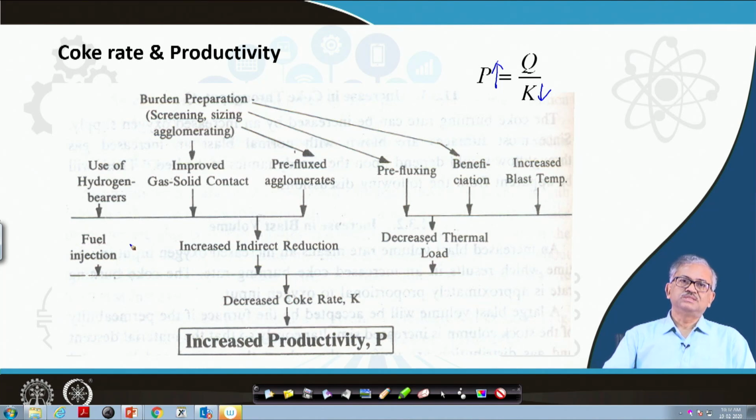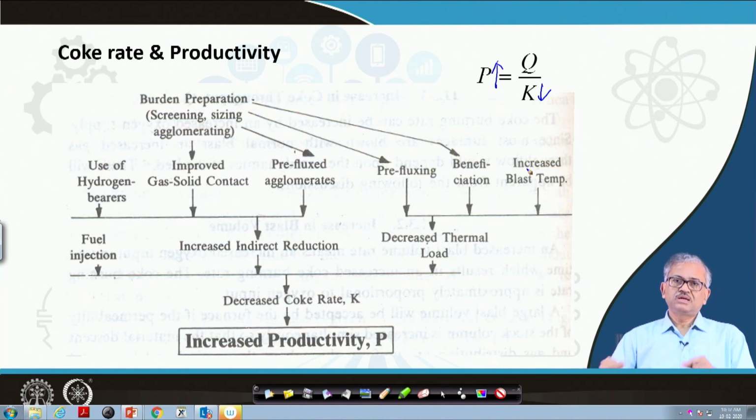Another thing is the fuel injection. If you do some fuel injection, then also the coke rate decreases, because some function of the coke is supplemented by the fuel injection. For example, heat generation and reducing gas generation, fuel also can do that. So you can reduce the coke rate to some extent if you do the fuel injection, because some of the coke function can be met by the fuel injection. That is another way you can reduce the coke rate and then increase productivity. Okay, so that is the thing if you want to increase the productivity.